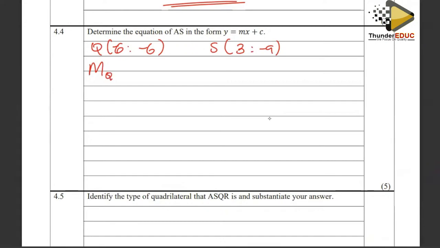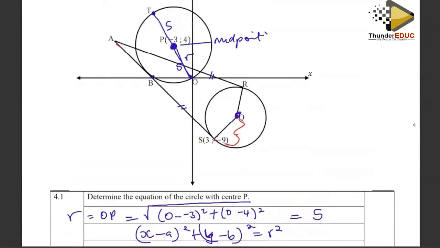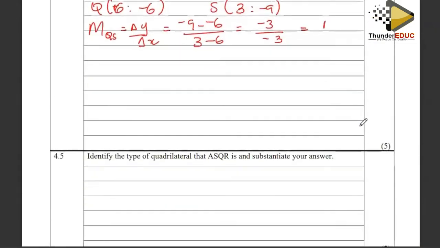So the gradient of QS is going to be the change in y over the change in x. So negative 9 minus negative 6 over 3 minus 6. This is a plus 6. From the top, I'll get negative 3 over negative 3. Does it make sense? And then I'll end up with 1. Let's see the direction of that line. It's positive. Perfect. So if that is 1, meaning that the gradient of AS is going to be negative 1, since the gradient of QS times the gradient of AS should give us negative 1. The lines are perpendicular.